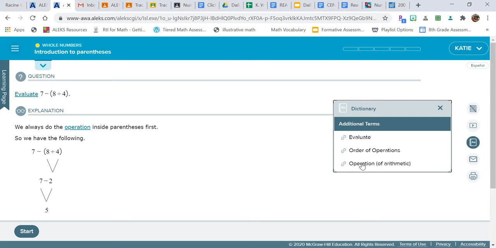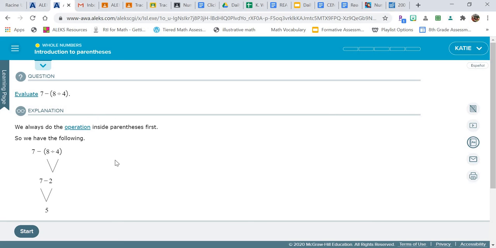Okay, so here it says operation, and notice down here operation is highlighted and in blue as well, meaning it's hyperlinked, so I'm going to be able to get a definition for that. Again, these are all words that can be put into your vocabulary notebook if you haven't seen them before, and I strongly encourage you to do that. And then everything down here in the explanation should be going into your ALEKS notebook before you start the topic. So it's the notes before you start to do some of the practice problems.